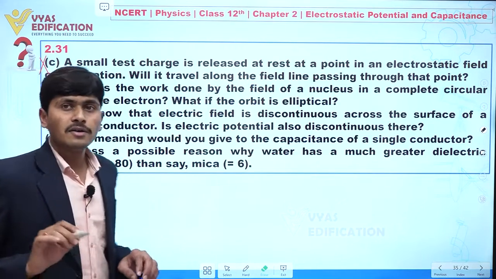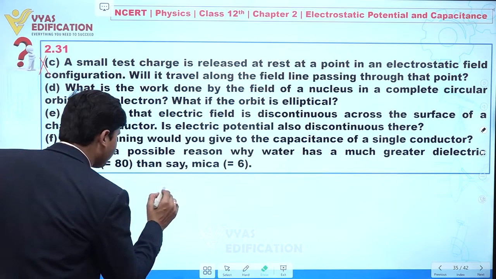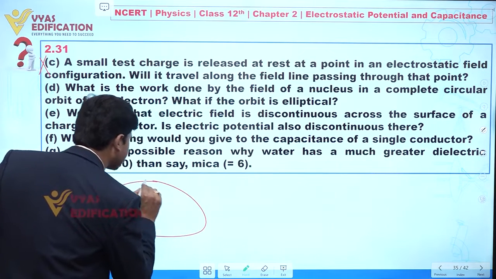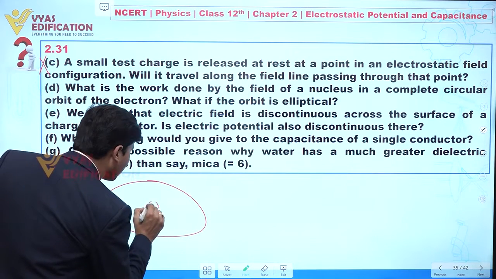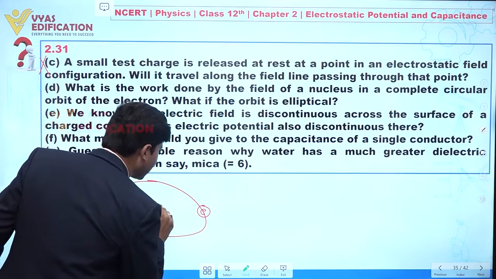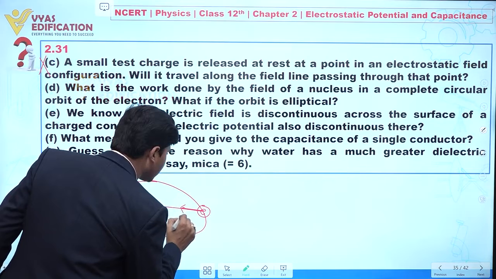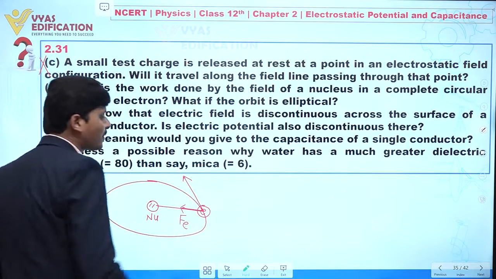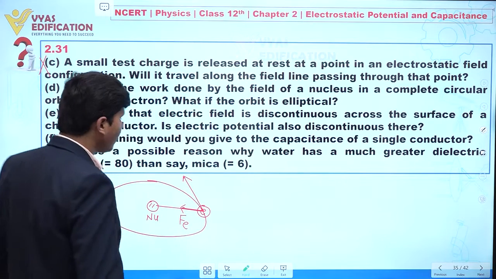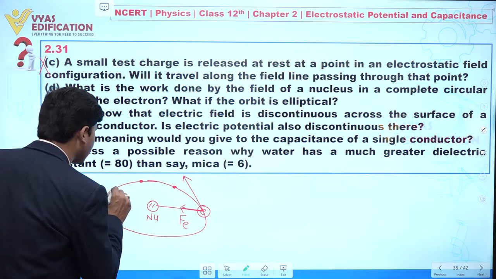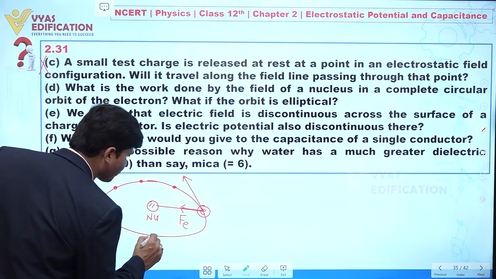Let's suppose the path becomes elliptical like this. Clear? Let's suppose here we have the nucleus and here we have the electron. At that time, definitely we can say the electrostatic force is acting in this direction, but the displacement of the electron is in this direction, and at every point we have a different angle between the displacement and the force acting. Yes or no?